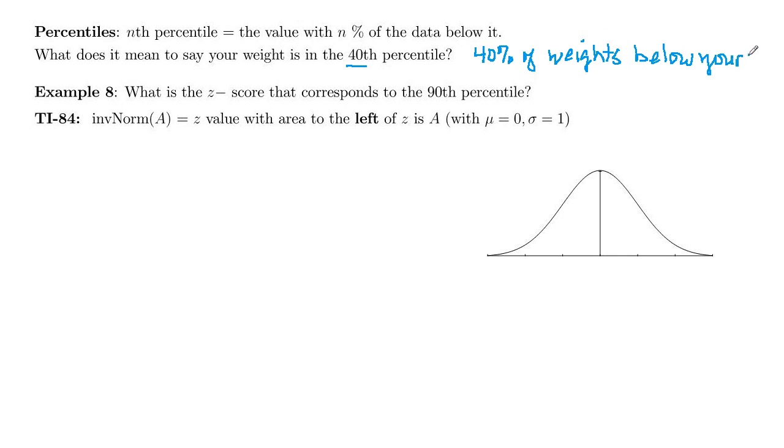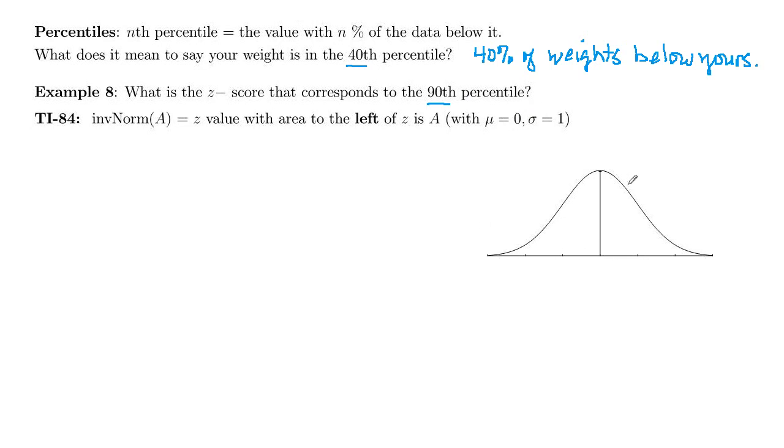And then if you were in the 50th percentile, you would be at the median. Median is the 50th percentile. So we want to know here in example 8, what z-score corresponds to the 90th percentile? So the 90th percentile is the value with 90% of the data below it.